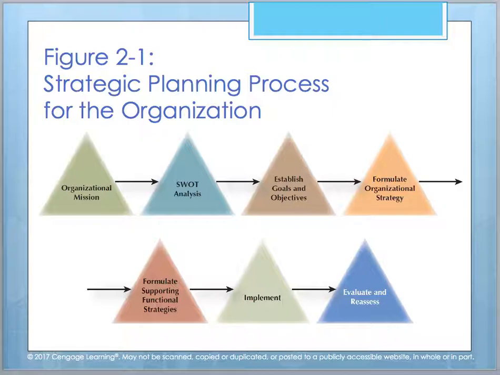So let's look at figure 2.1, which shows you the process, how it starts with the organizational mission. The mission always tells you why the organization is in existence, why you come to work 5 to 7 days a week, why you do the things that you do. Then it translates into a SWOT analysis that looks at the strengths, weaknesses, opportunities, and threats for that organization. From there, you'll establish goals and objectives, formulate the organizational strategy, that long-term strategy the organization is going to follow through with, and formulate any kind of functional strategies that will support the organizational strategy.